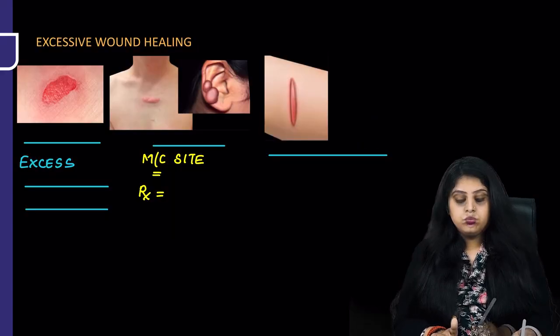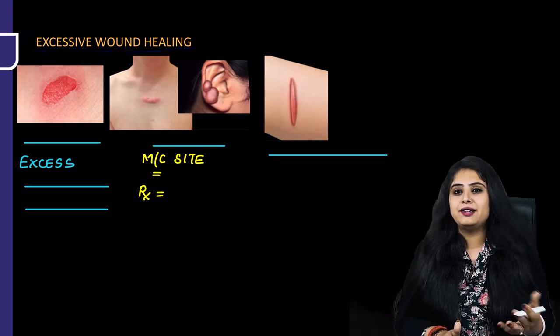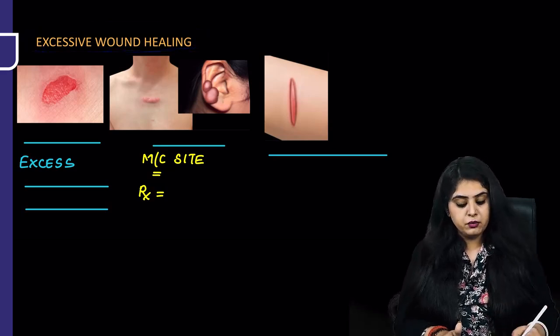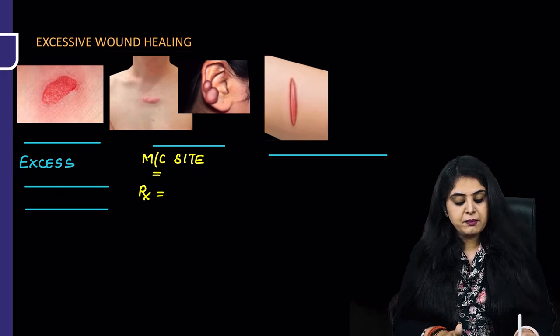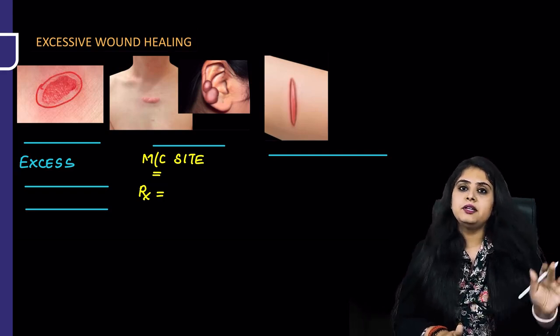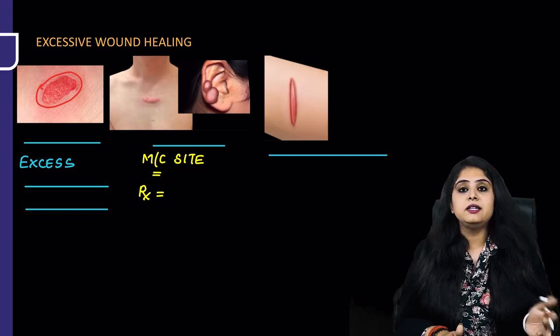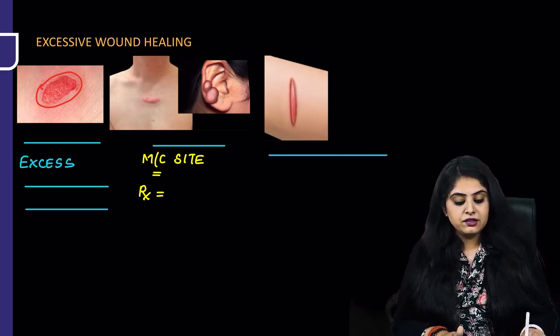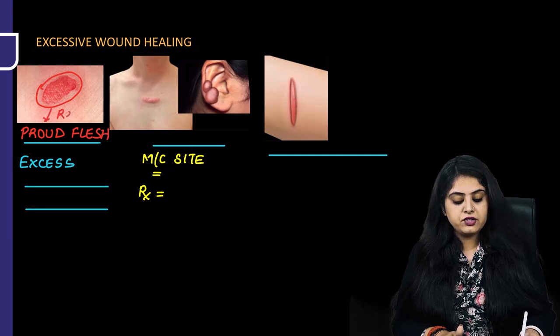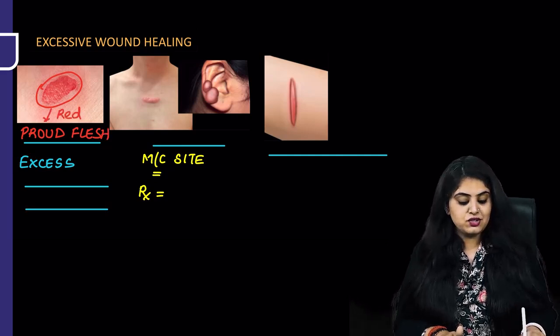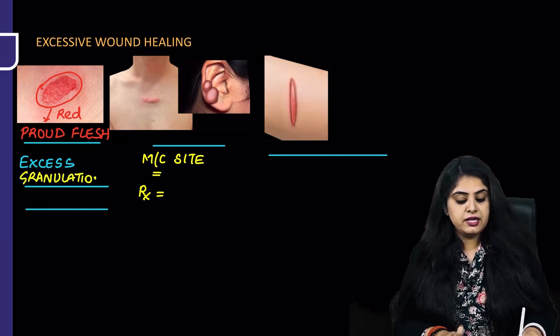Finally, what if wound healing occurs more than required? I didn't require so much, but it occurred more. So the first one you will see, ma'am, patient got hurt and after that only red color tissue kept forming. Scar did not form. So that is known as what? That is known as proud flesh. You can see it's red in color. That is why they've called it proud flesh. And what is red in color? Granulation tissue. So proud flesh is nothing but excessive granulation tissue. Again, a genetic defect that can happen in people.